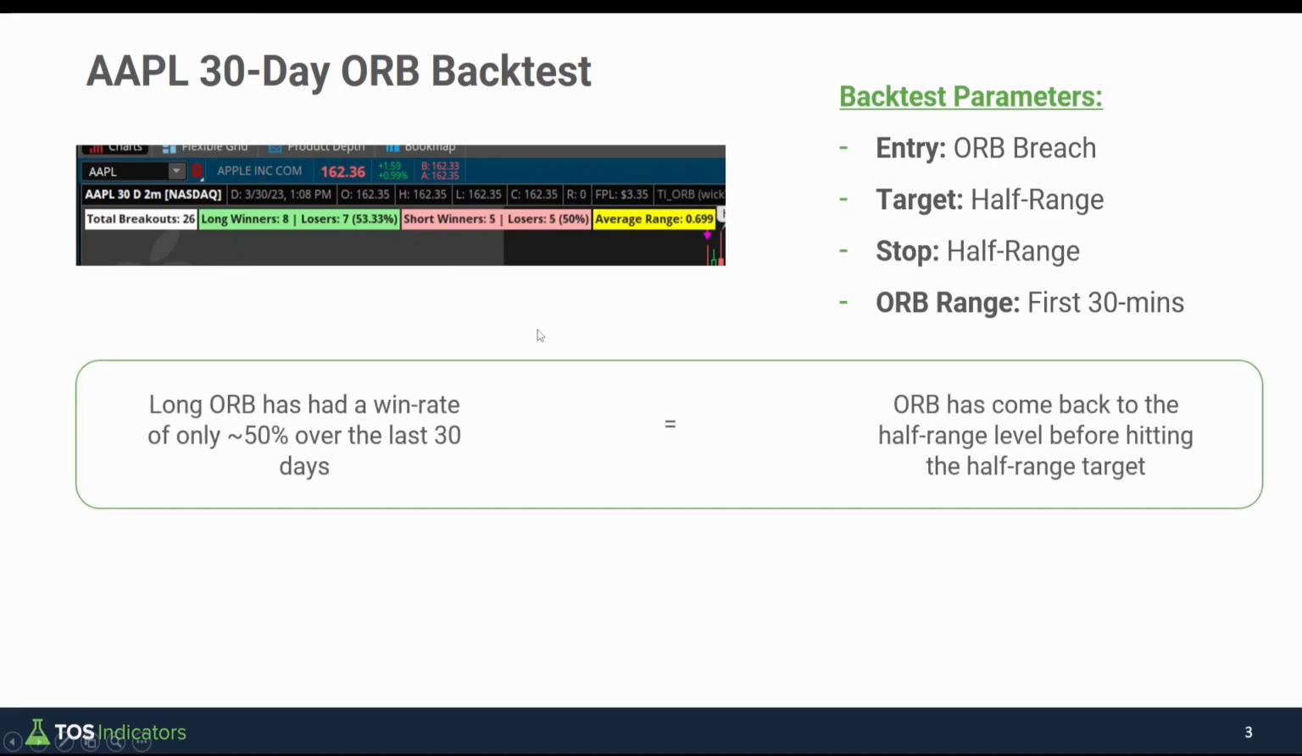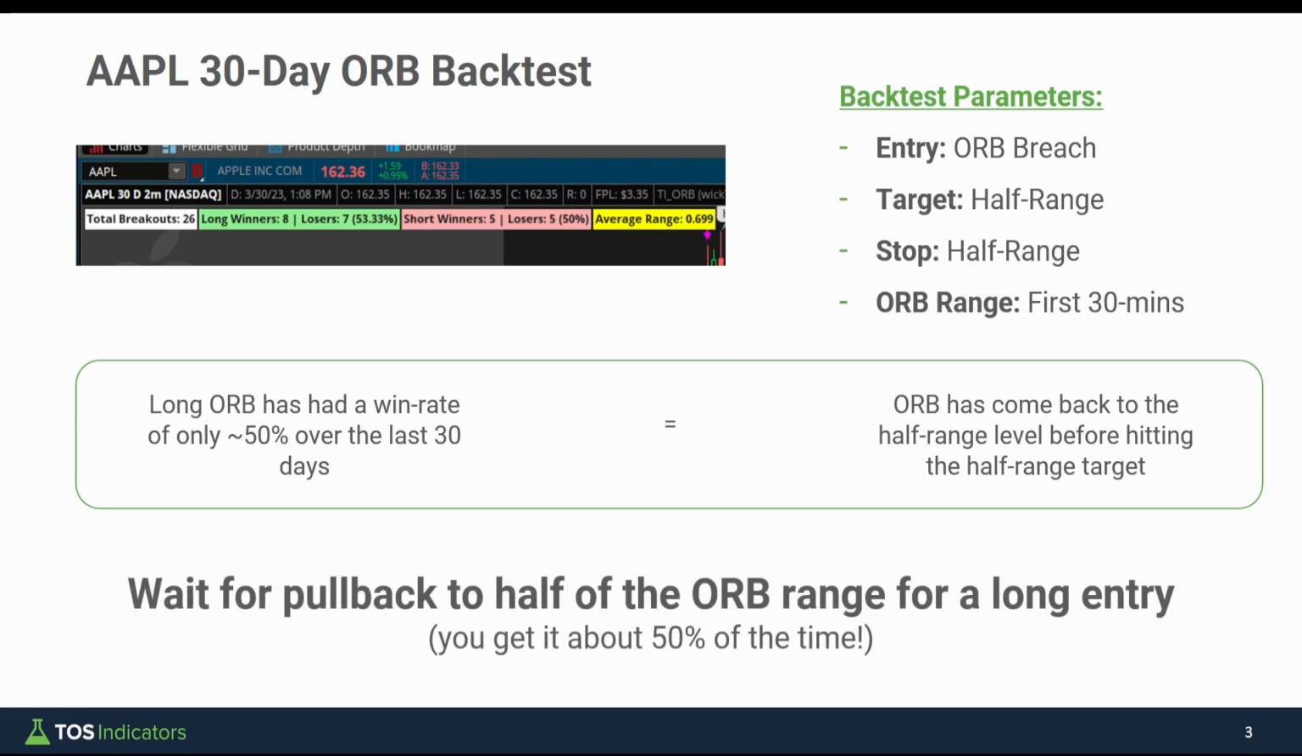Using just that, we can deduce a few things here. The first is that our win rate has been only about 50%, call that more or less a coin flip over the last 30 days. So with that piece of information, we can essentially reverse engineer the fact that the ORB tends to come back to our half range level, so what would be considered a pullback, about 50% of the time before we go and actually hit the target. So this gives us our first little clue around the entry, and that's waiting for a pullback to the halfway point of the ORB range, at least for the long side entry. That tends to be a good idea. You get it about 50% of the time, so it is a way to help reduce risk while allowing you to get a slightly better entry.